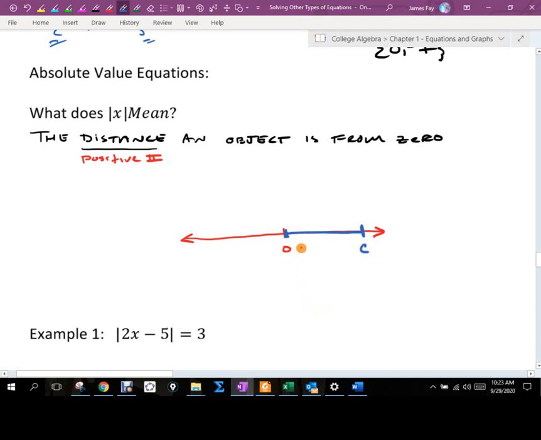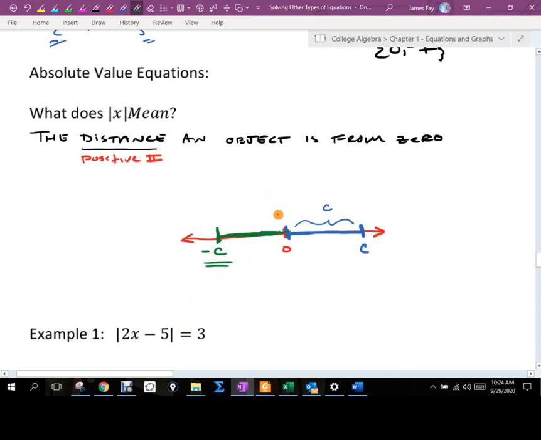And I travel that blue distance. Okay, so that distance would be C, right? Can I travel that distance somewhere else? Which way? I can go left. So this distance, this coordinate here would be what? Negative C.